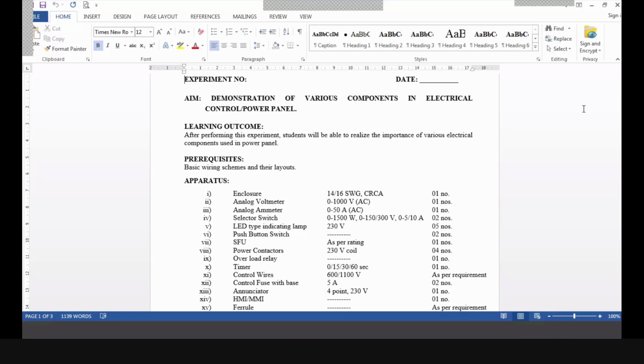Ma'am, a box which contains the main power line. Can you repeat your answer? Ma'am, a box which connects a main power line to our home. That means it is outside the house, right, ma'am? So what are you expecting? What will be inside this box?